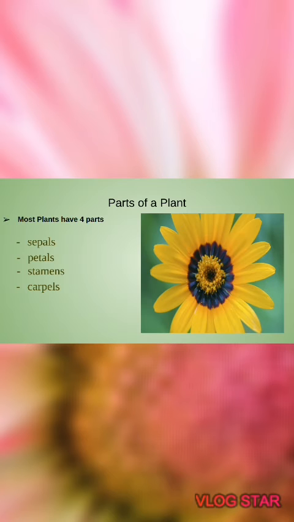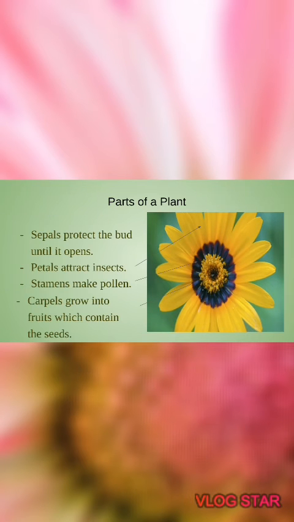There are many different parts of a plant. Most plants have 4 parts, which include the sepals, petals, stamens, and finally the carpels. The sepals protect the bud until it opens. Petals attract insects. Stamens make pollen. Carpels grow into fruits which contain the seeds.